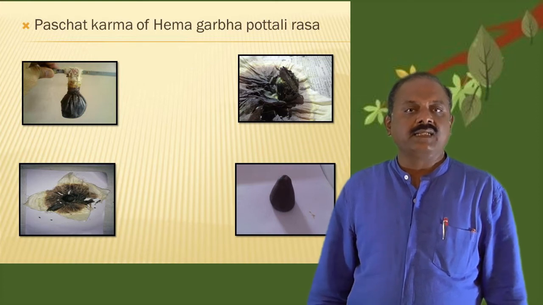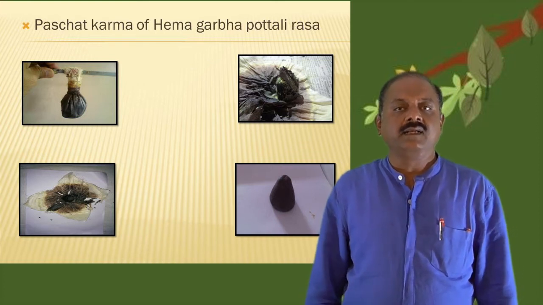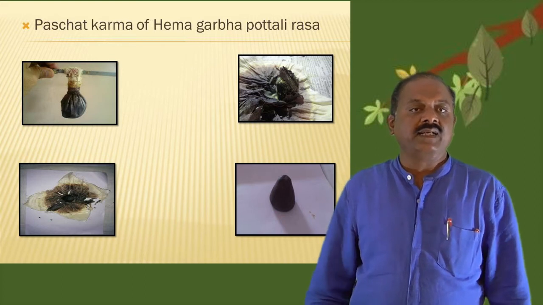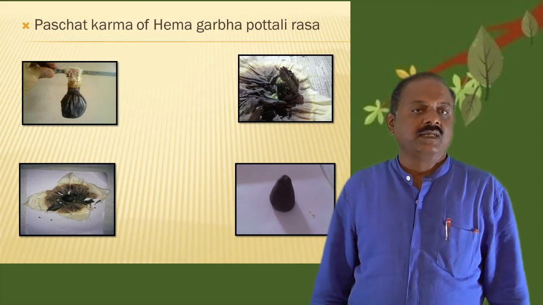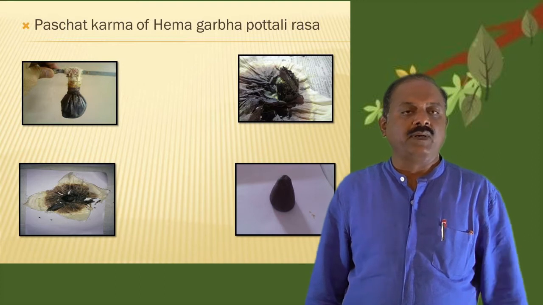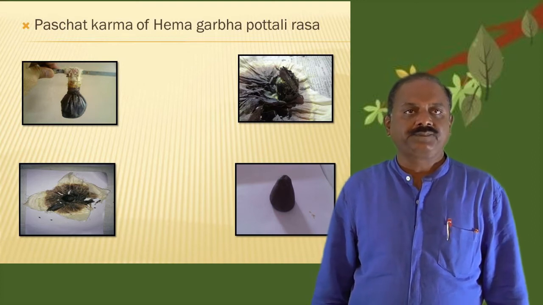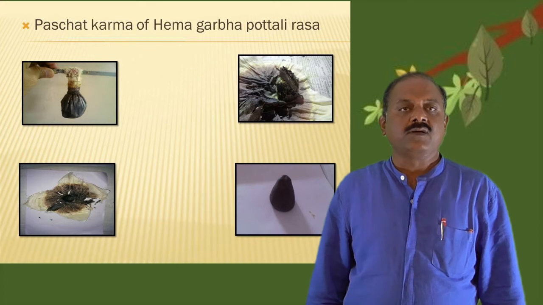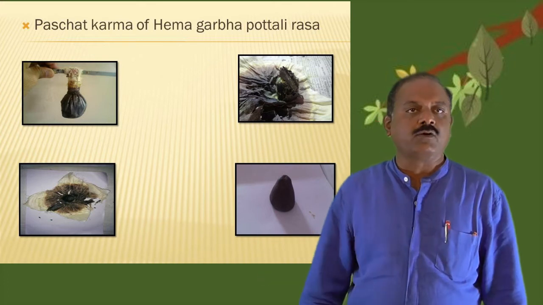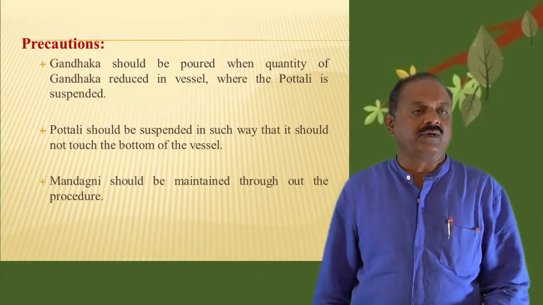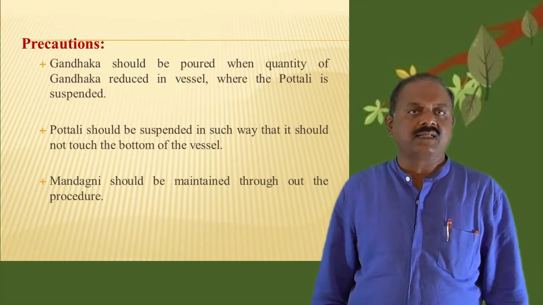The Pottali attains metallic luster and gives a metallic sound when hit with a metal object. After that, it is to be properly stored in a tight container, and this is the Pashchat Karma. Precautions are to be taken whenever we go to prepare the Pottali Rasayana.